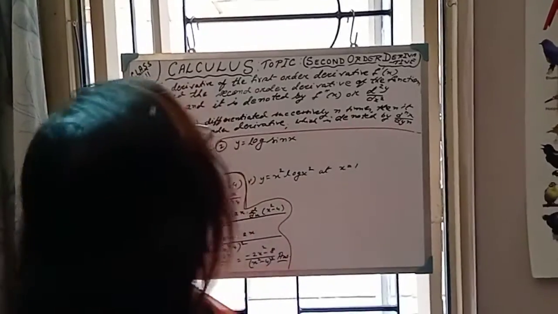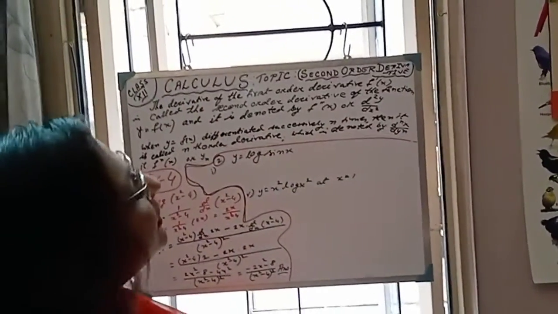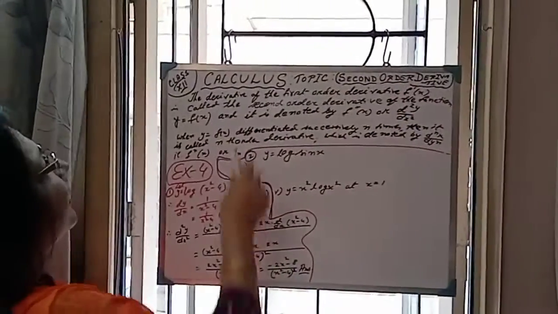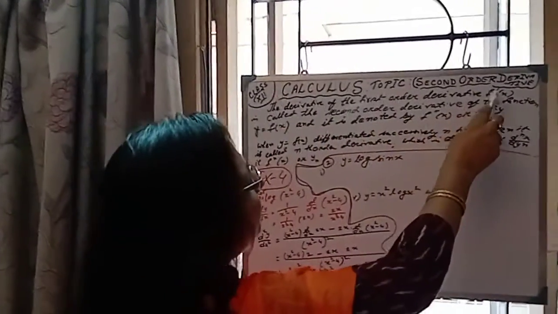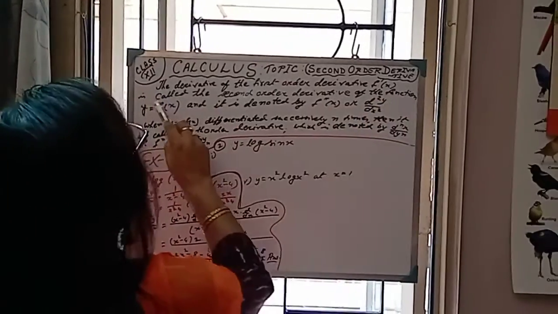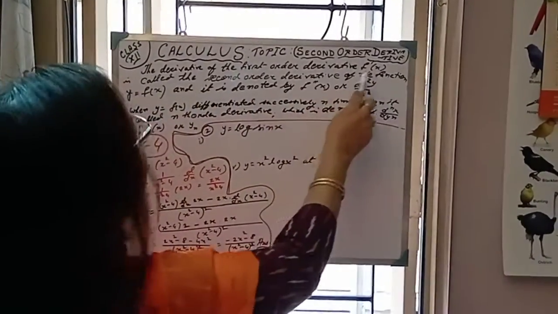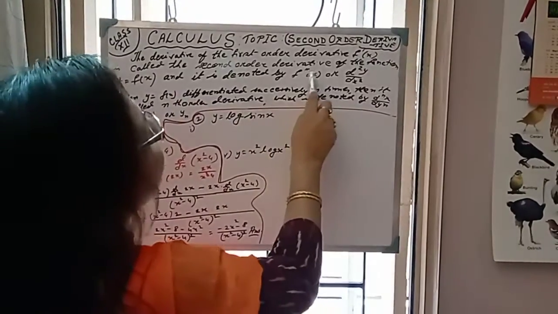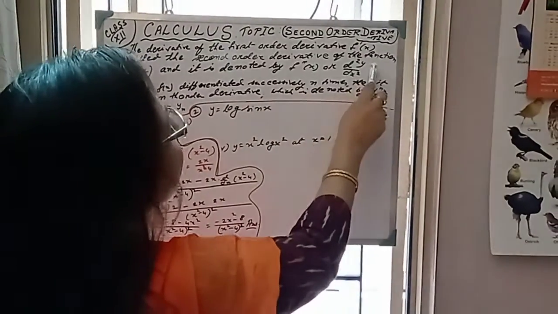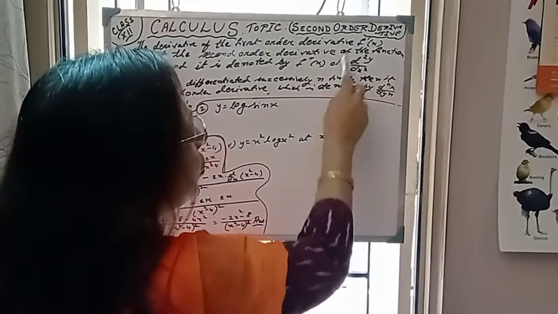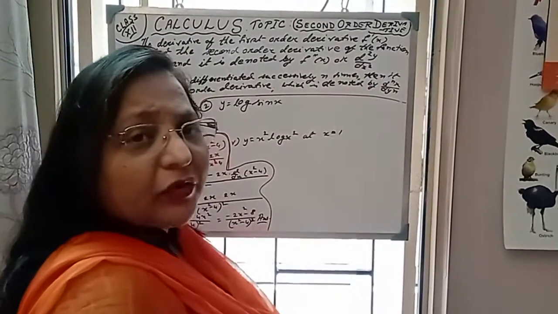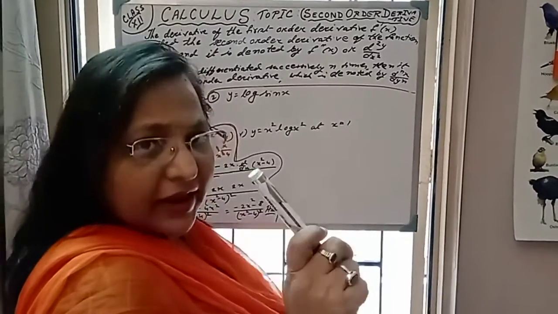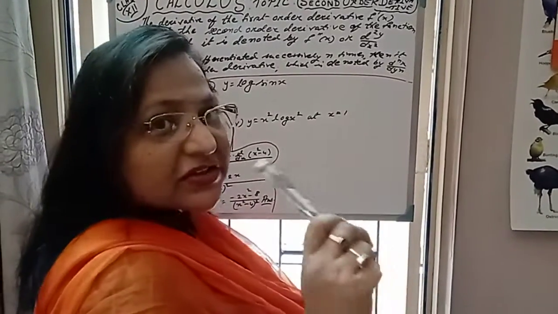Okay, let's start. Calculus, today's topic, as I have already said, is second order derivative. What is second order derivative? The derivative of the first order derivative f dash x is called the second order derivative of the function y equals f(x), and it is denoted by f double dash x or d2y/dx2. Don't read this as d square y dx square. We should say d2y dx2.